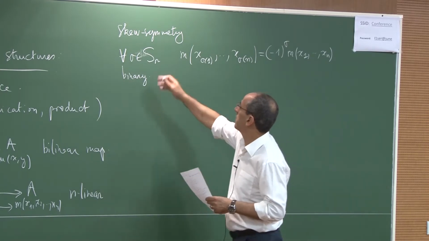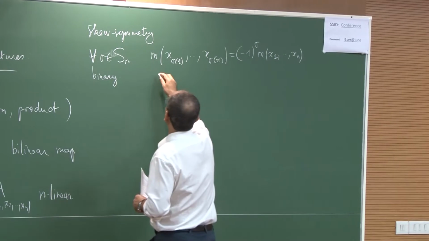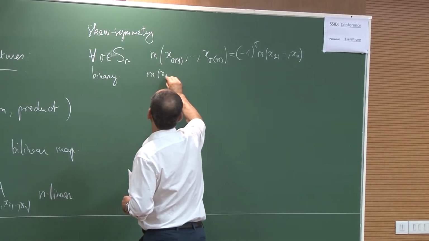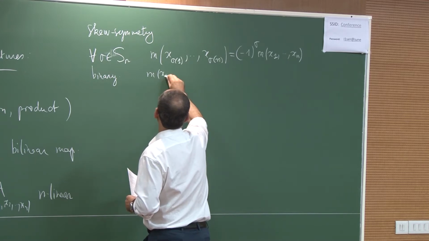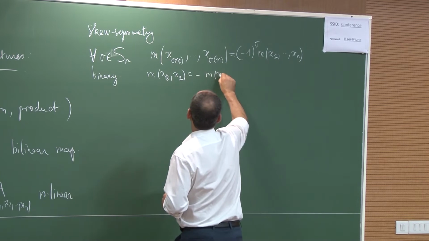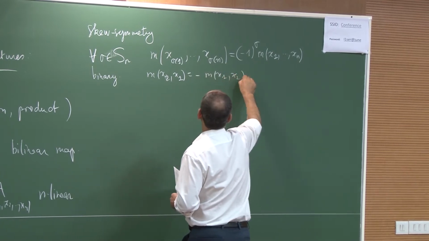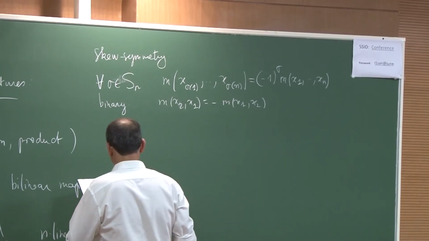Then for example, for binary, we need to use S2, and we have only one transposition. M of x2, x1 is, for example, minus M of x1, x2. Okay.